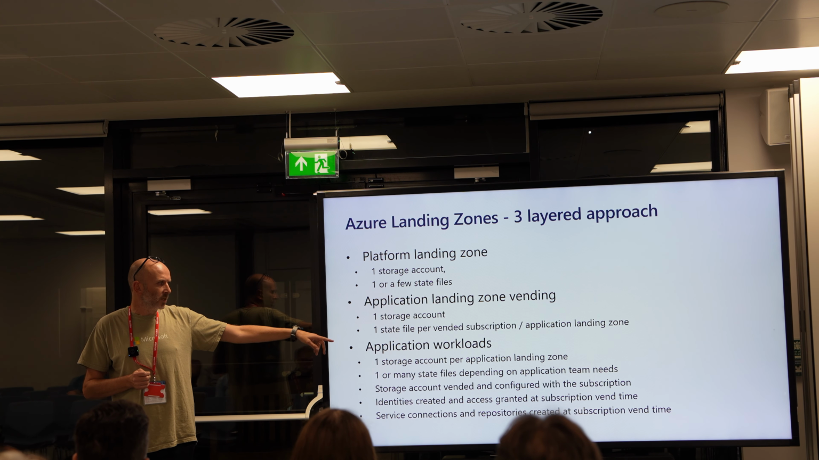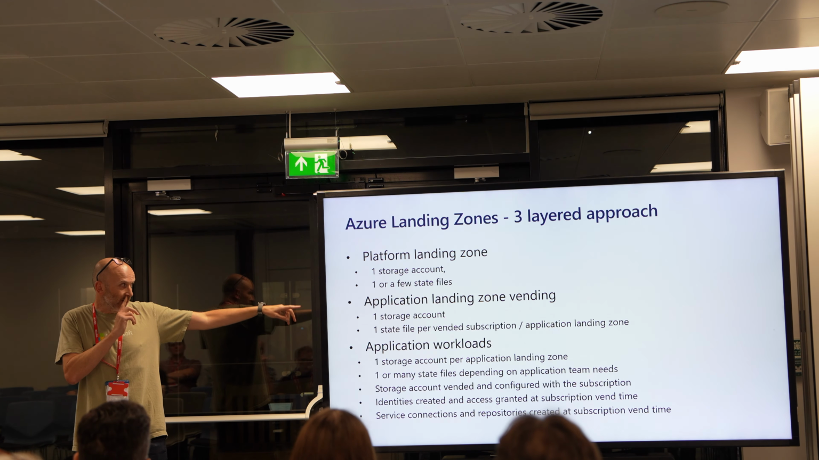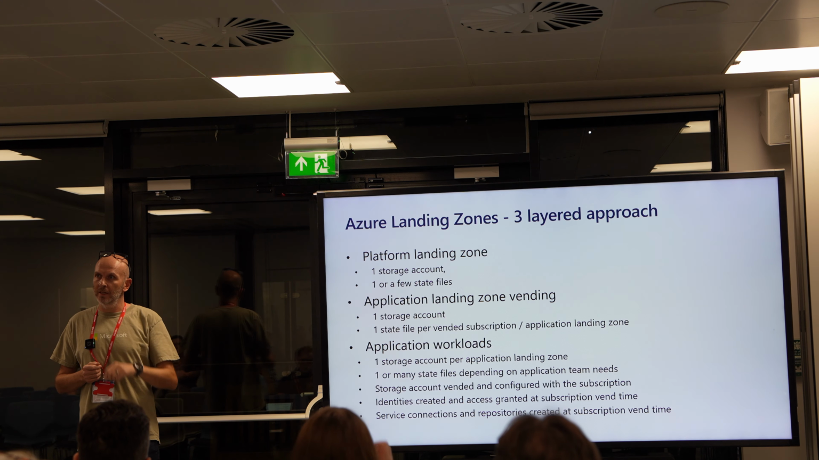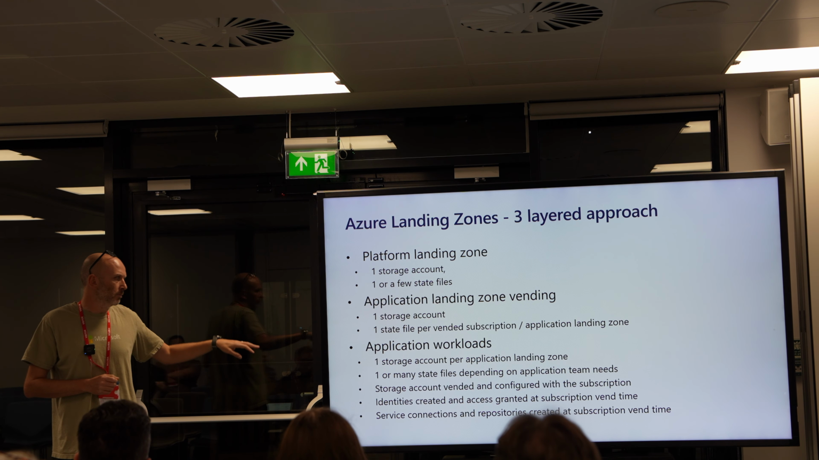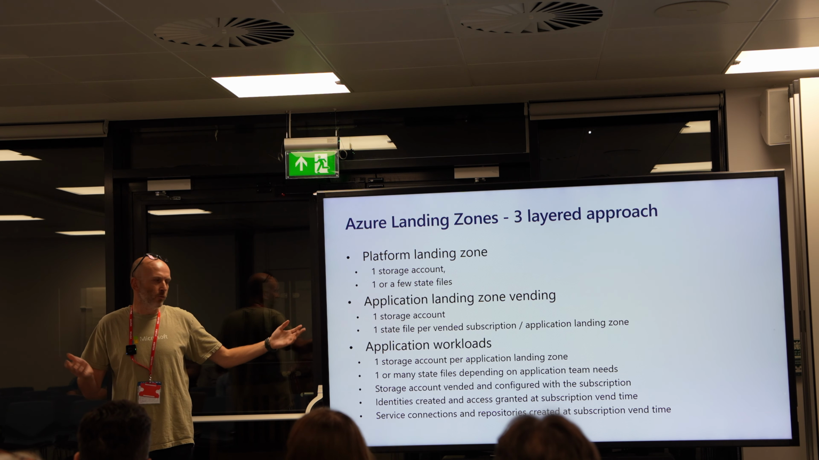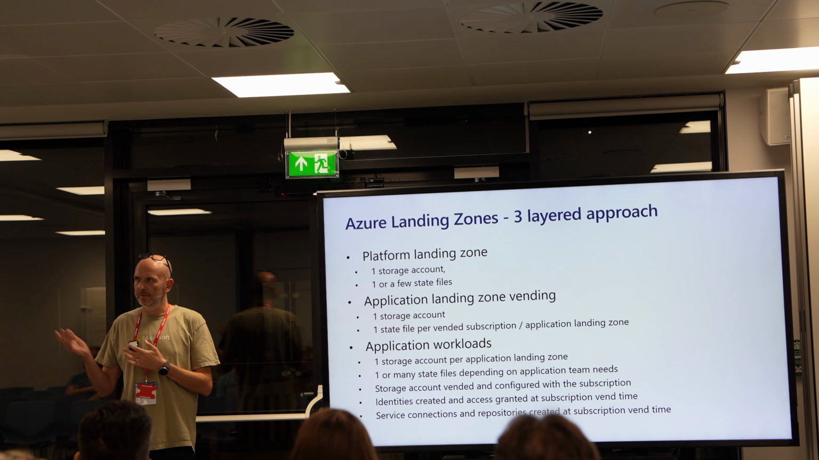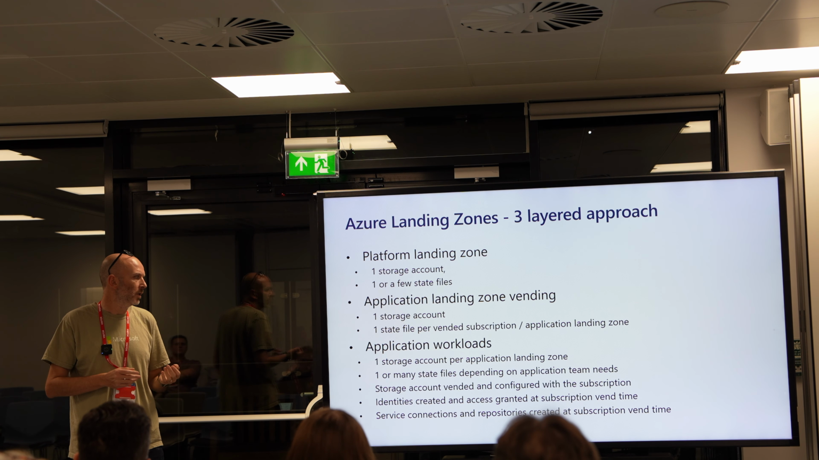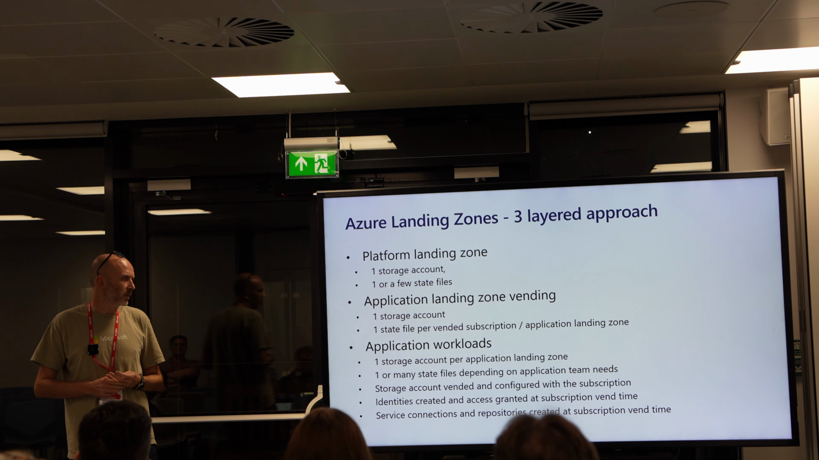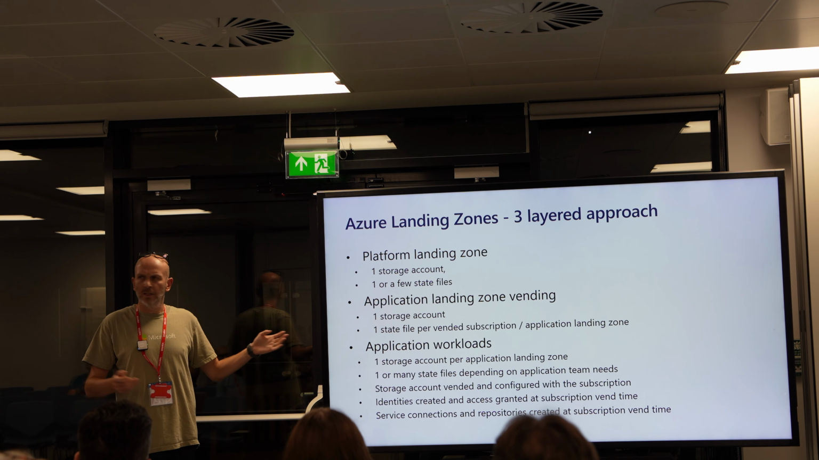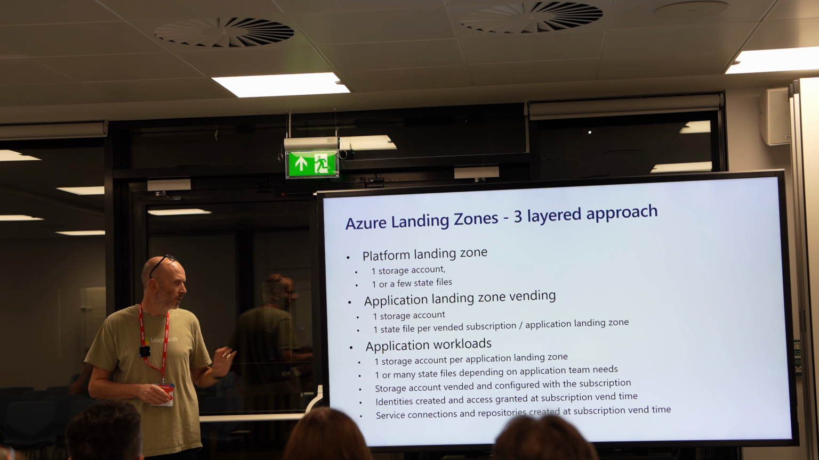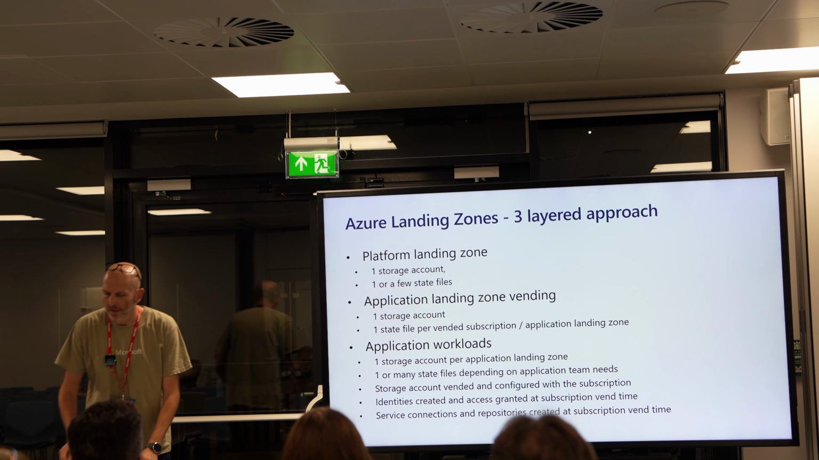And then for the actual application workloads, when you vend your application landing zone and your subscription and everything, vend a storage account at the same time into that subscription. We recommend a subscription per workload per environment. So there'll be a subscription for dev, test, and prod, however you structure it. So each of those would have its own storage account for its state in there. And then depending on what the app team are doing, they can decide how many state files they need for their application. But that would be on them to decide.